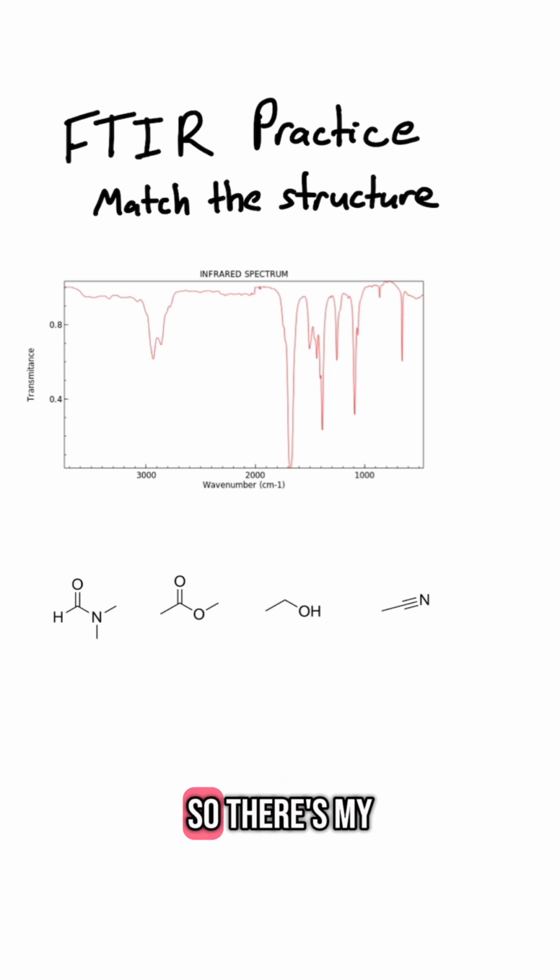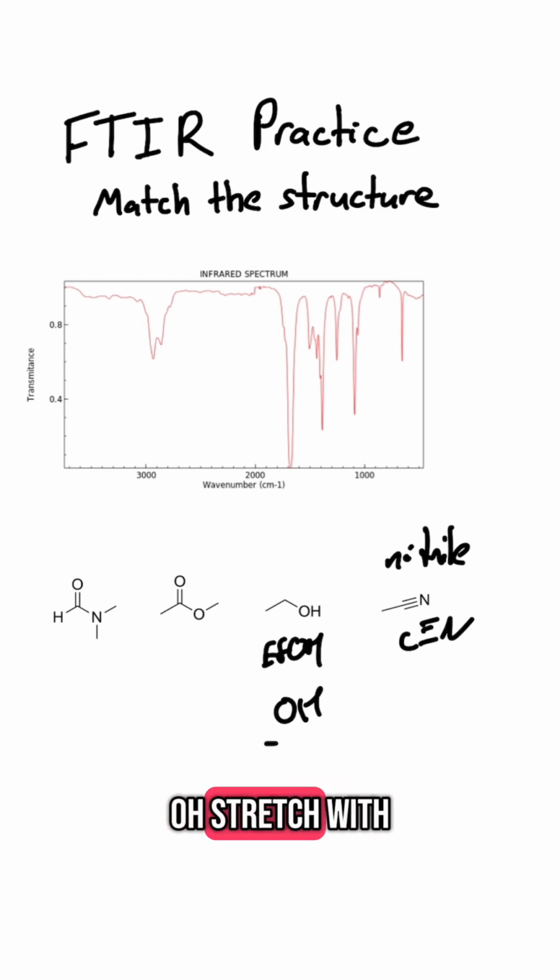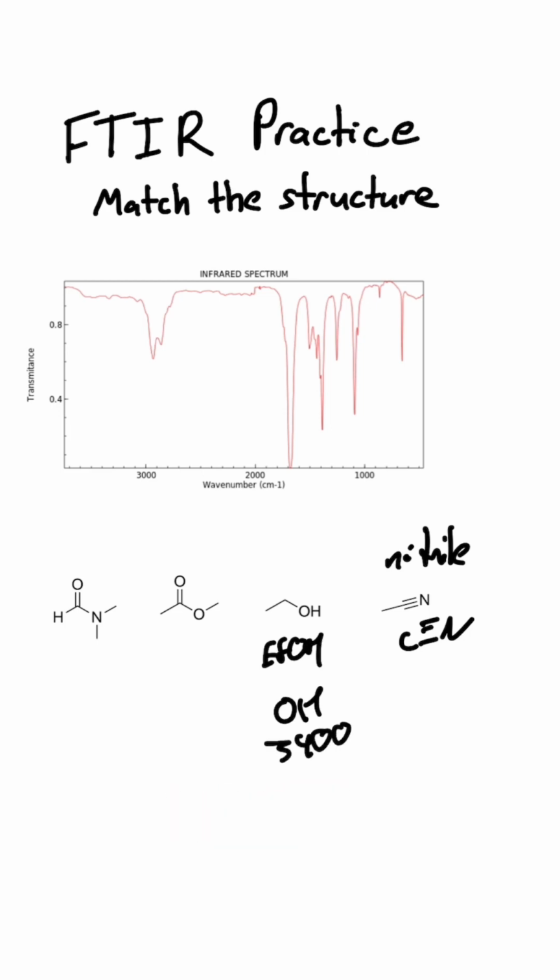So there's my pen. We have a nitrile right here. Oh, that's terrible handwriting. So we should be looking for that C triple bond N stretch. We have ethanol right here. So we want to be looking at that big OH stretch at like 3,400. And then we have methyl acetate. I don't have enough room to write these names, but we have methyl acetate right here. I'm just going to say ester because it is an ester. That's that big carbonyl, what we really want to look at.